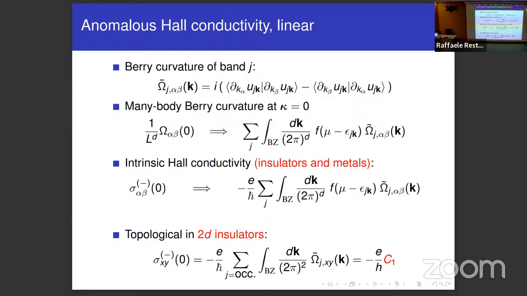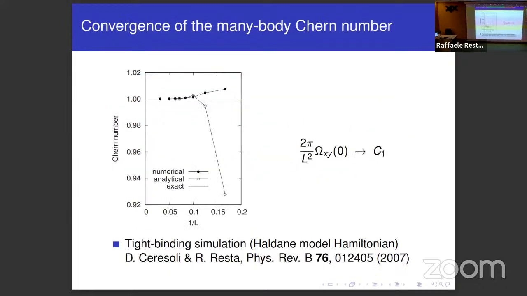And it turns out that we did this calculation for different reasons many years ago, 15 years ago, and we had omega of zero divided by the volume, and we wanted to retrieve the Chern number with the Haldane model Hamiltonian, the famous Haldane Hamiltonian. For that Hamiltonian we knew the Chern number was one, and sure enough, our simulation for that model tells you that when L goes to infinity, you retrieve the Chern number.